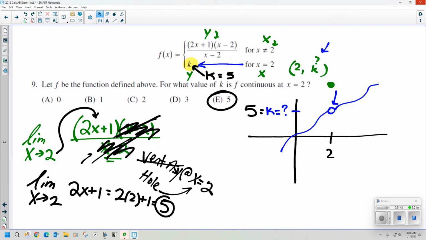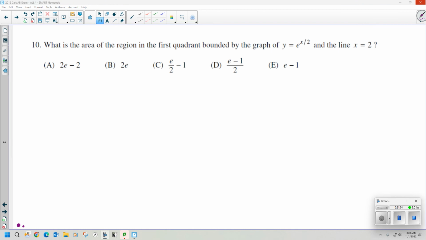Any other place where x is 2 that is not 5 will not make this continuous. This point has to be at (2, 5). Number 10. This is a good problem to end here, okay?